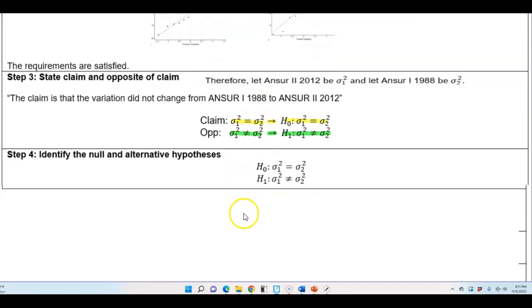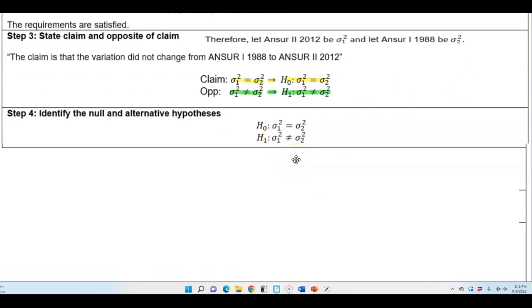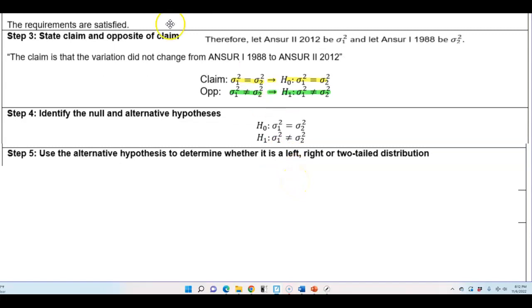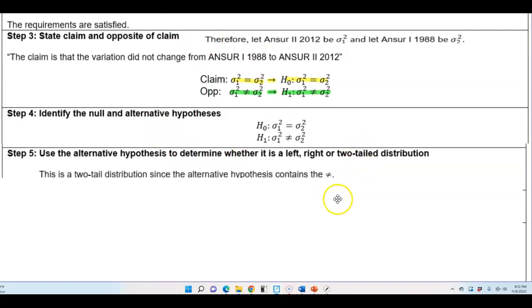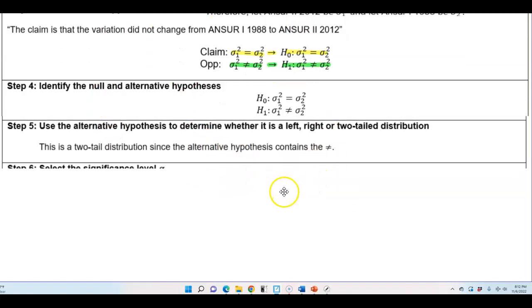So we would identify the null and the alternative hypothesis. The null hypothesis is that answer 2, 2012 population variance is equal to answer 1, 1988 population variance. And then the alternative is that population variance 1 is not equal to population variance 2. So now we're going to use the alternative hypothesis to determine whether it is a left, right, or two-tailed distribution. This is a two-tailed distribution since the alternative hypothesis contains the not equal sign.